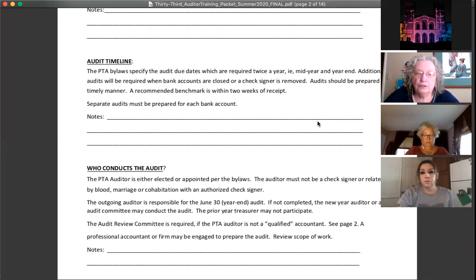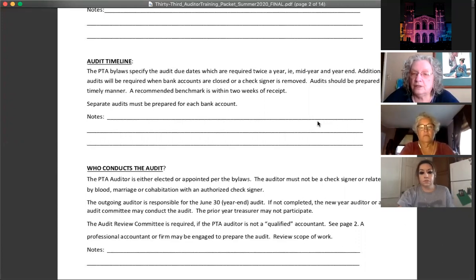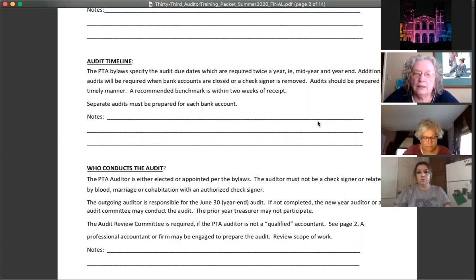We want to conduct an audit so that everything is in order before a new person starts. There is a recommended benchmark of 2 weeks after receipt of the information from the treasurer to complete the audit, but we know that varies based upon the complexity of the audit, the size of the operation, and you know, some units may have 100 transactions, and other units may have a few. So that varies, but when you do receive the information, it is recommended that you work on it right away and it just doesn't sit on the dining table.